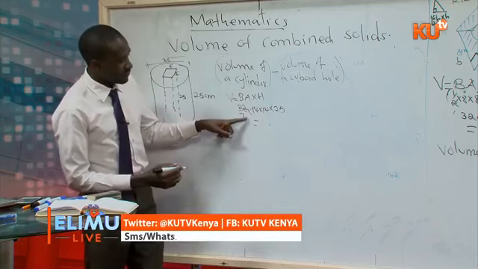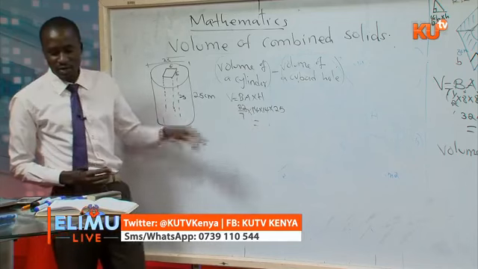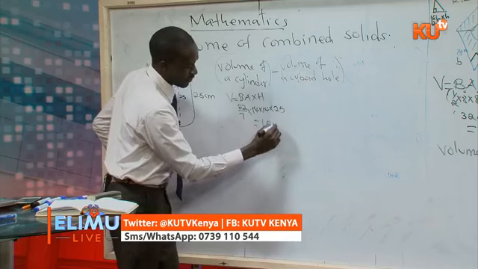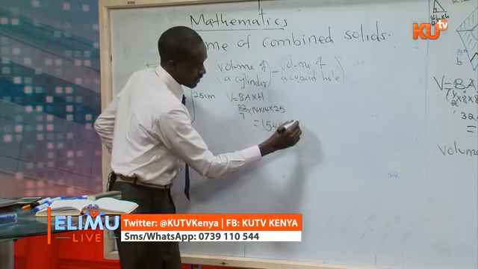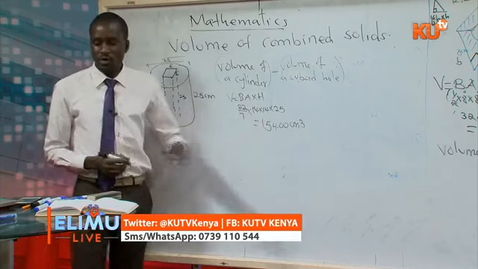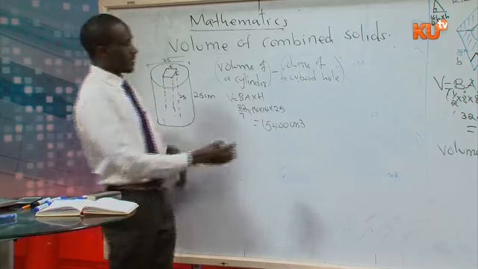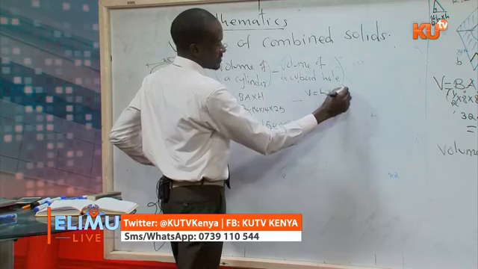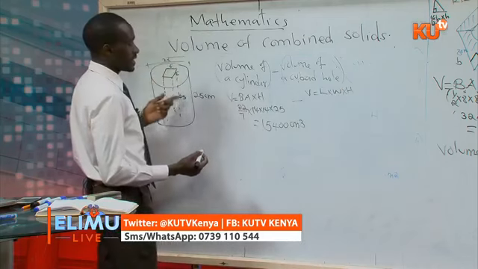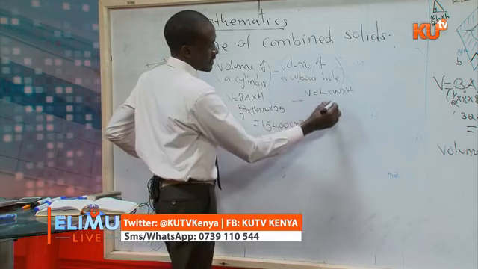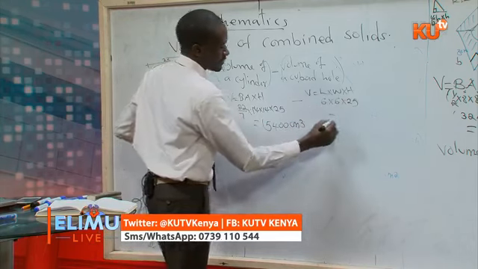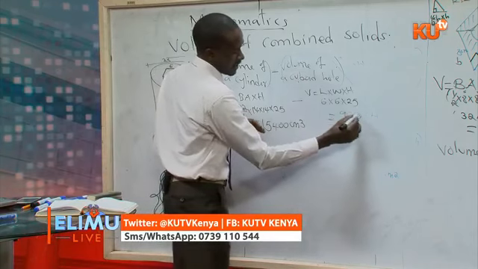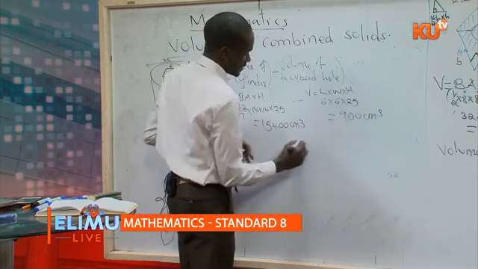So which is pi r squared h. That will give us 15,400 cubic centimeter. Now you move to the inner one. Now a cuboid, we said volume of a cuboid is length times width times height. Now 6 by 6 by 25 gives us 900 cubic centimeter.